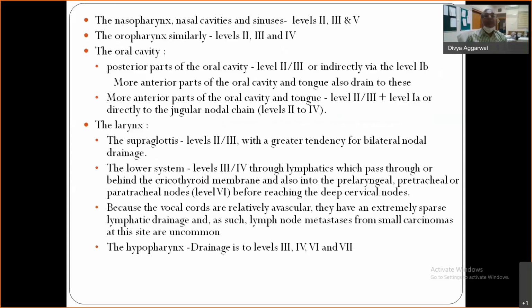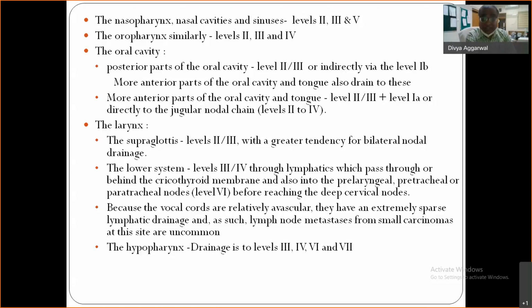Now, coming to the details, the nasopharynx, the nasal cavities and the sinuses drain into 2, 3, and 5. Oropharynx similarly drains into 2, 3, and 4. Oral cavity, the posterior part drains into 2 and 3, and indirectly via level 1B. More anterior parts of the oral cavity and tongue drain into level 2, 3 plus level 1A or directly to the jugular node. Now the larynx, supraglottis, where there is a high incidence of nodal metastasis, drains into the level 2 and 3.